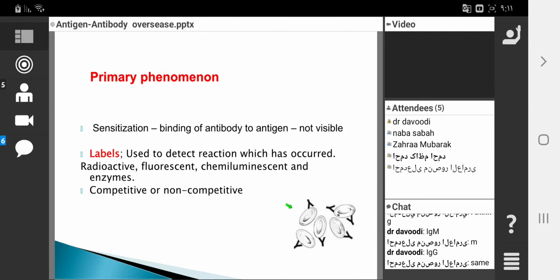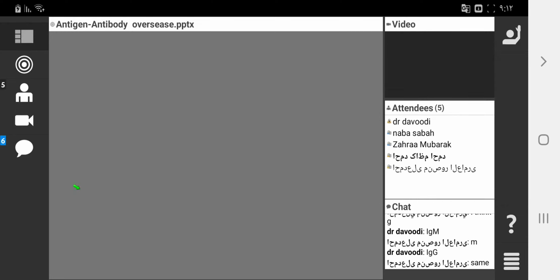So for tests in which the antigen antibody complex couldn't aggregate together, we have to use a label, for example radioactive, fluorescent, chemiluminescence, or enzyme. And they are competitive or non-competitive tests.